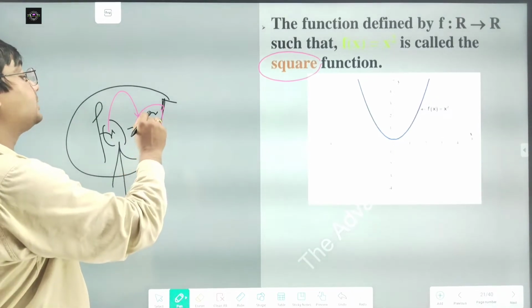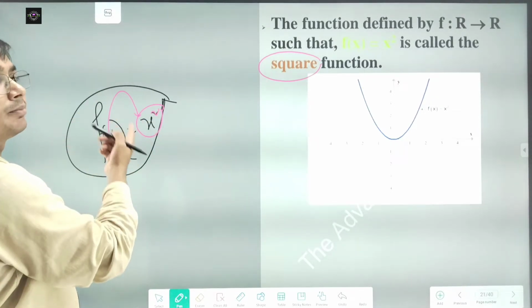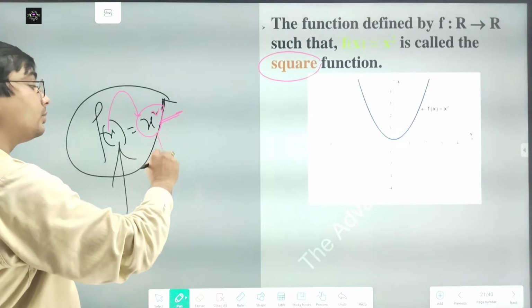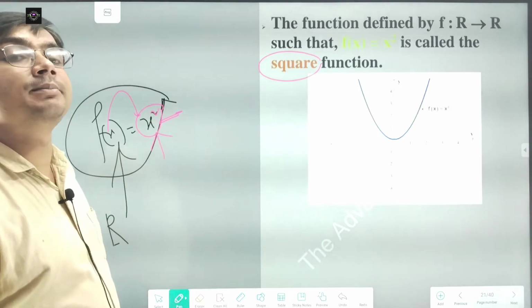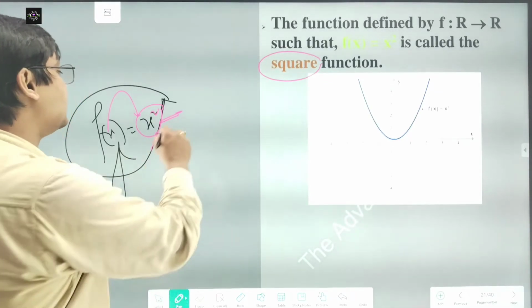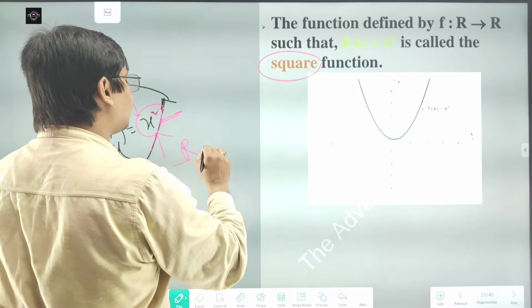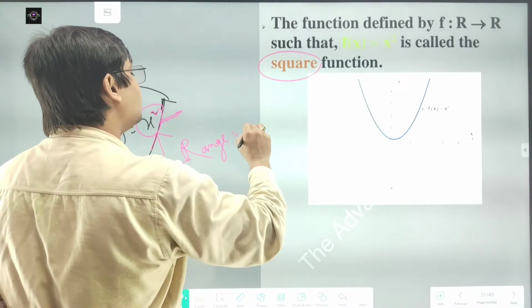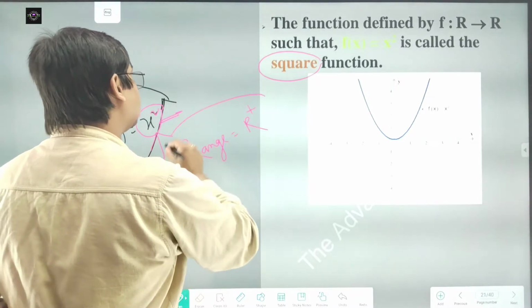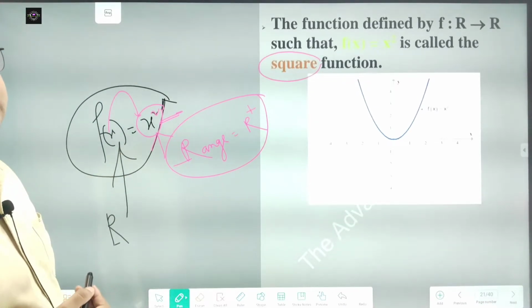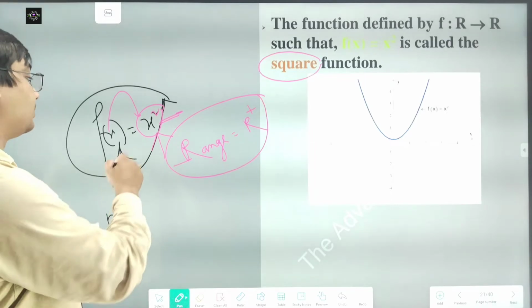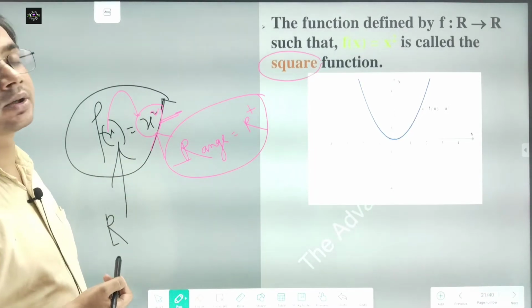Why? Because here, you see, whatever you put, minus or plus, it will make it a square. So the image will always be a positive value. That means the range of this function will be R plus, the set of non-negative real numbers will be the range of this function. Yes, so you have to remember also the domain and range of this function.